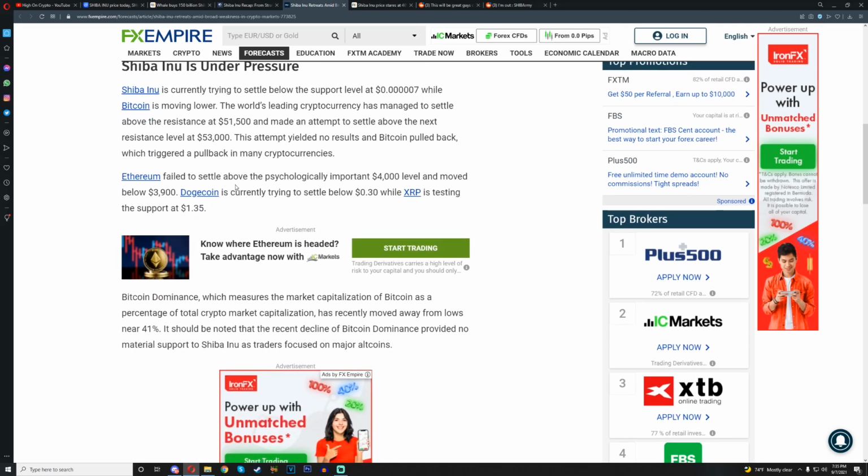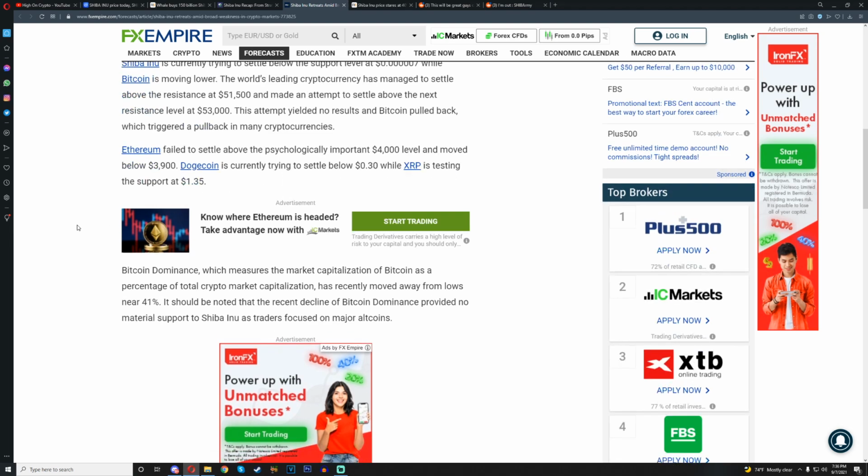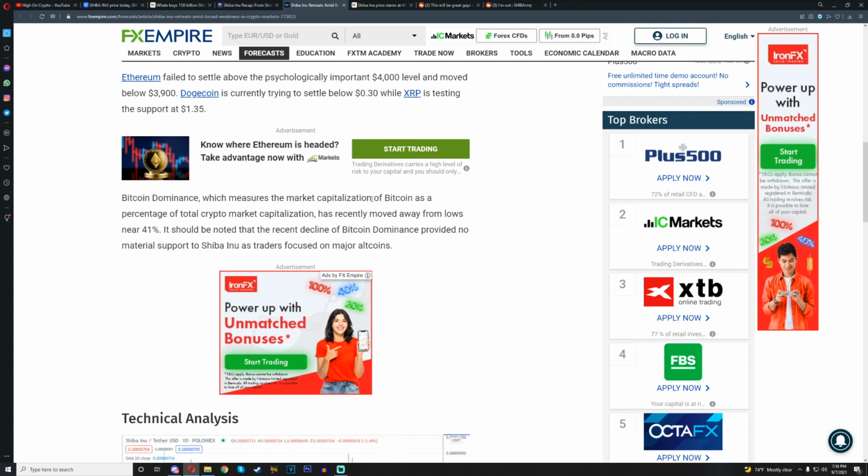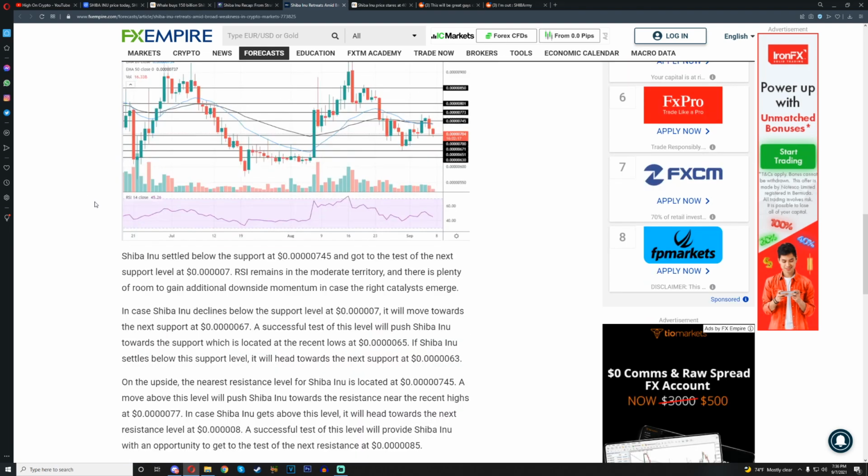Ethereum failed to settle above the psychologically important $4,000 level and moved below $3,900. Dogecoin is currently trying to settle below $0.30, while XRP is testing the support at $1.35. Bitcoin dominance, which measures the market capitalization of Bitcoin as a percentage of total crypto market capitalization, has recently moved away from lows near 41%. It should be noted that the recent decline of Bitcoin dominance provided no material support to Shiba Inu as traders focused on major altcoins. About technical analysis for Shiba Inu.